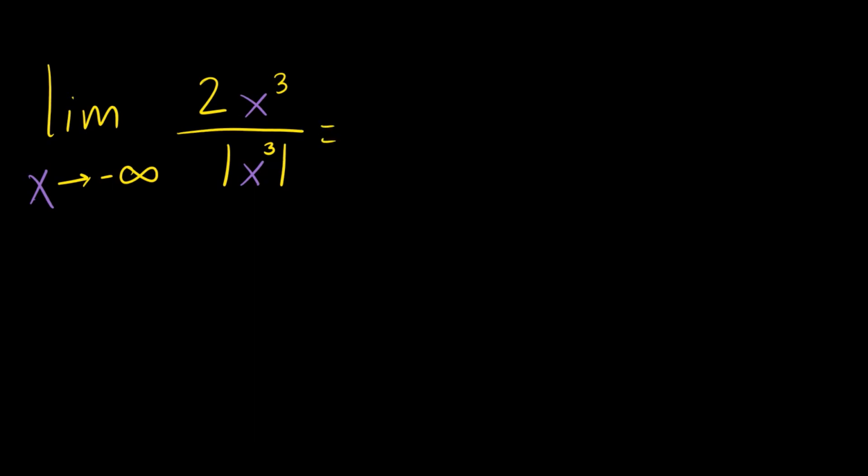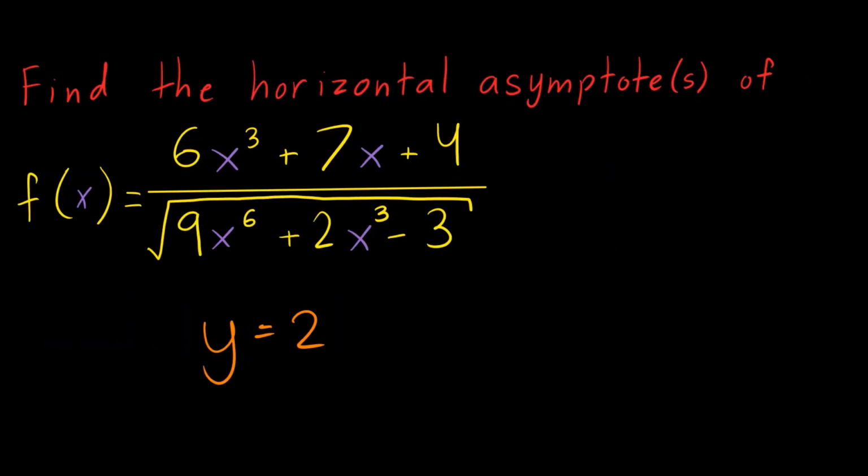So this is still going to have a magnitude of 2 that we saw before, but we're going to have a negative here in the numerator and a positive in the denominator. And as we know, when we divide a negative number by a positive number, we get a negative. So our final horizontal asymptote is at y equals negative 2.